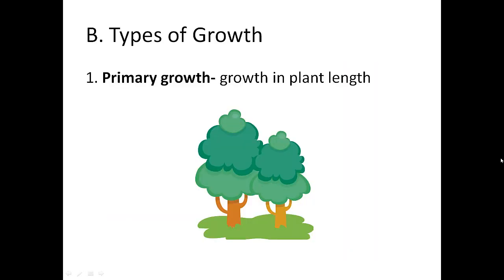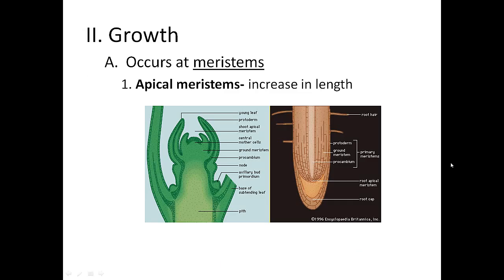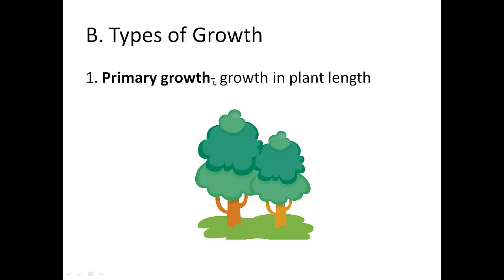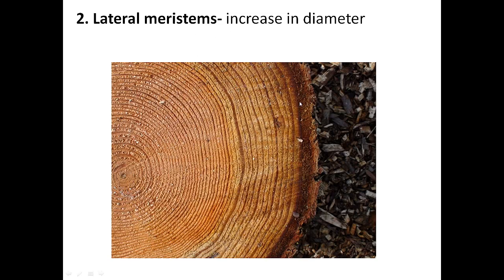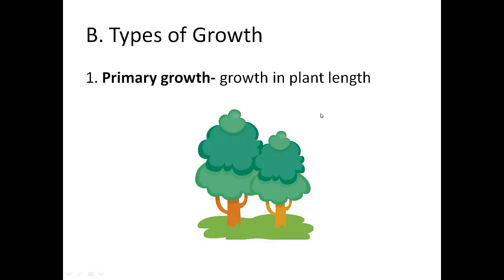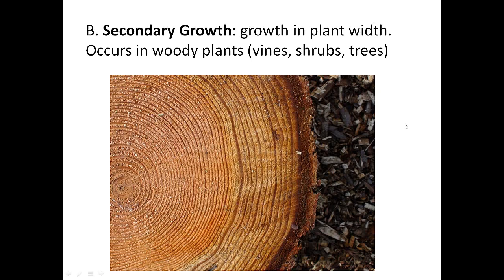We can then look at the pattern of growth. An apical meristem, going back here, causes primary growth. It makes the plant get longer. Lateral meristems, this increase in diameter, cause a plant to grow wider, and that's called secondary growth, a growth in plant width. Things that have that cork layer, vines, shrubs, trees, have secondary growth.